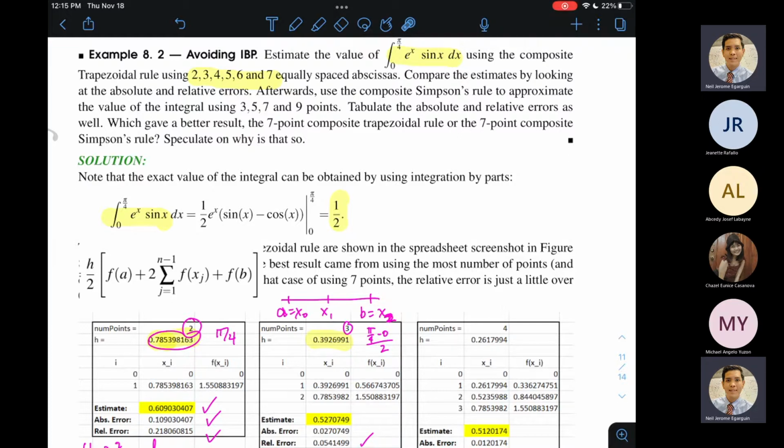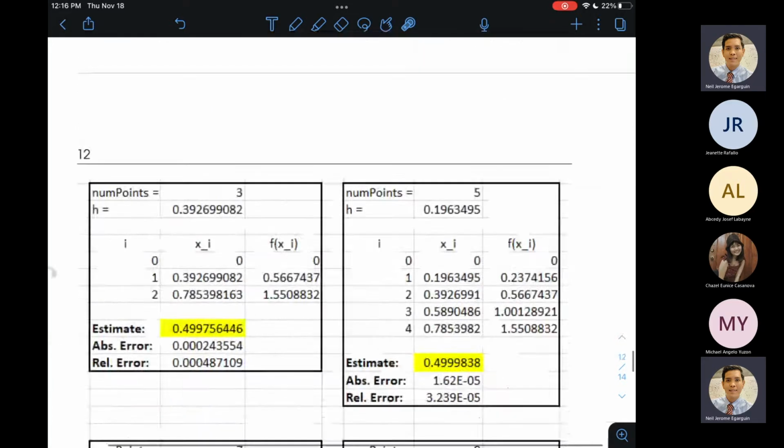Kasi kung meron kang n points, ibig sabihin meron tayong n minus 1 subintervals. Sabi natin sa Simpsons rule, dapat even yung number of subintervals. So that will require the number of points to be odd. For instance, if we have 3 points, we're going to have 2 subintervals. If we have 5 points, we have 4 subintervals. If we have 7 points, we'll get 6 subintervals, and so on.